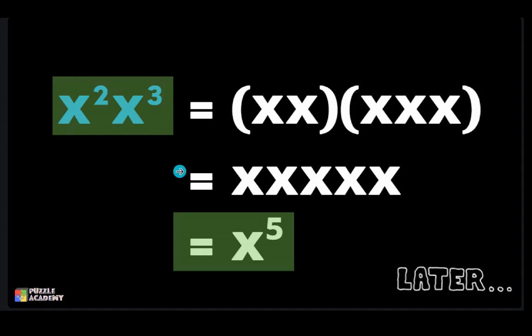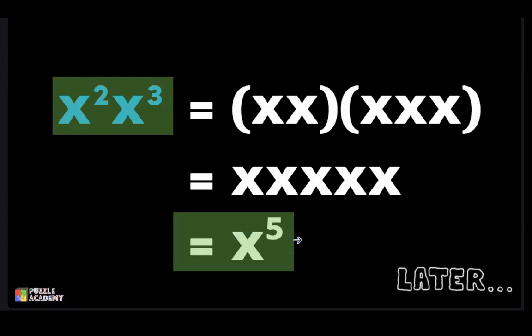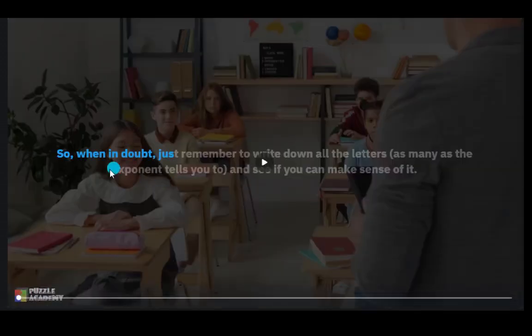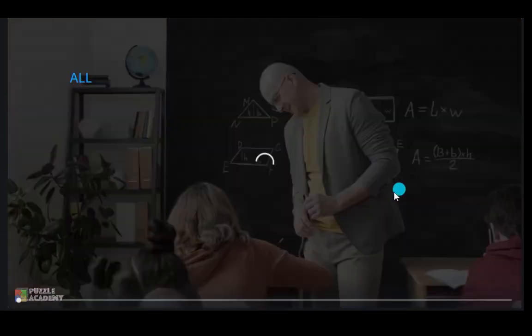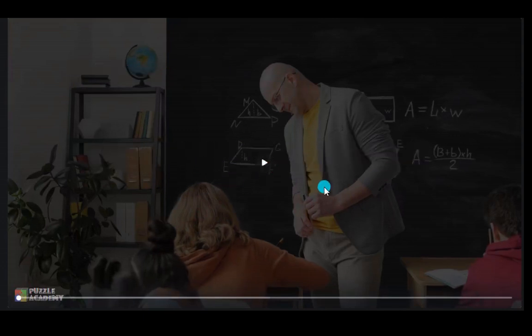So mamaya, ituturo ko kayo kung bakit nagkaroon ng ganyan, ano yung law na ginamit dyan, paano gagamitin yung mga laws na yan para masimplify natin ang given expression. So, when in doubt, just remember to write down all the letters, parang ginawa natin kanina, as many as the exponent tells you to do, and see if you can make sense of it. So, that is our topic for today. Our topic for today is all about laws of exponent.